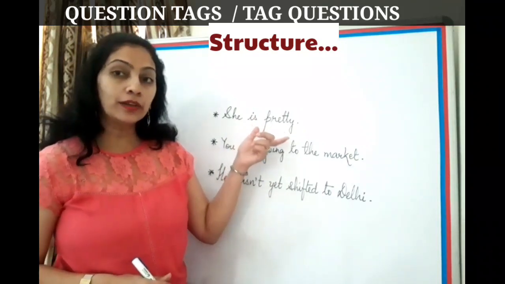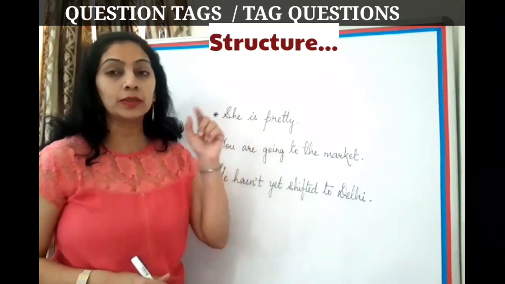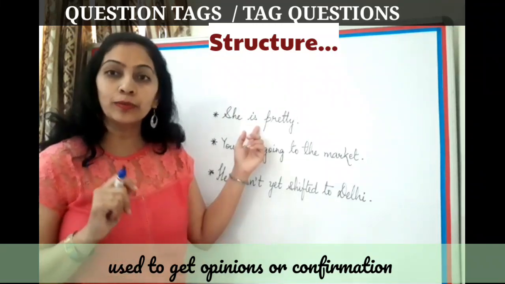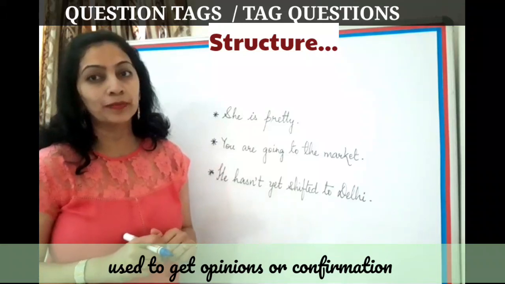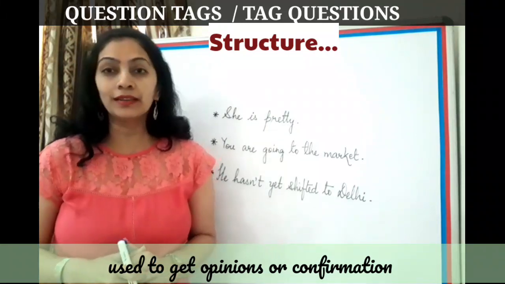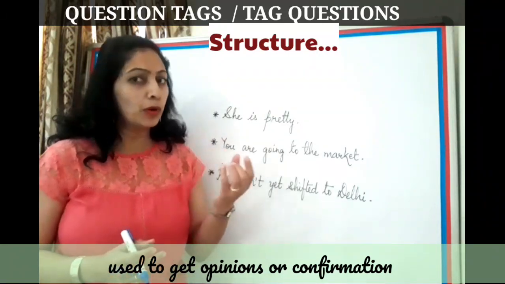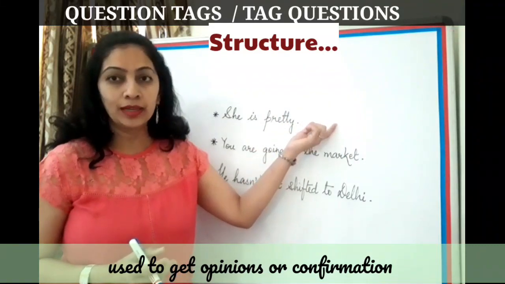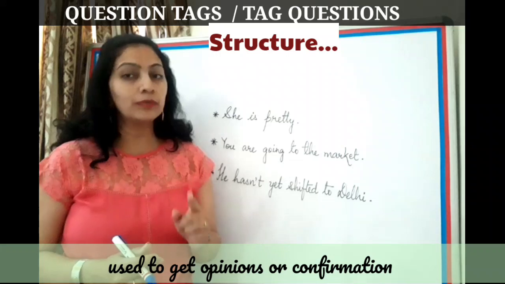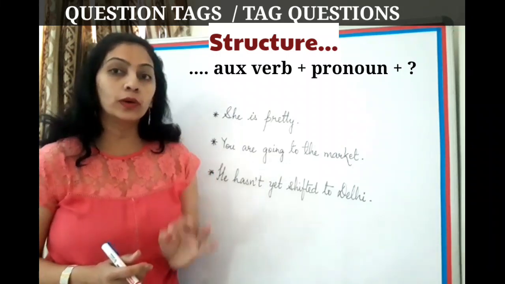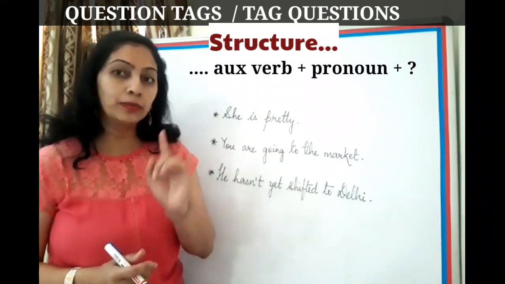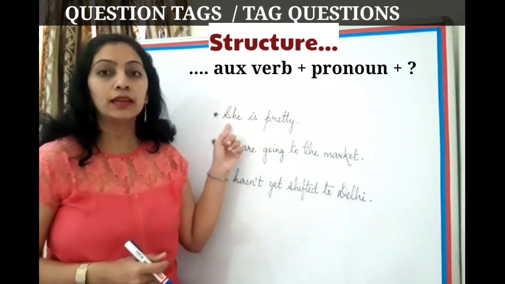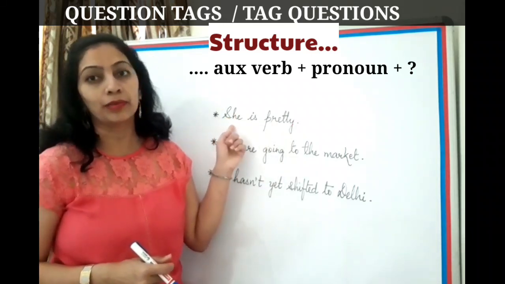Yes? Now, if I want to ask somebody's opinion on it or confirmation on it, I have to make changes in the statement. And what changes can I make here? I can add a small question tag at the end of this. A question tag is always made up of an auxiliary verb and a pronoun. And this pronoun will always be related to the noun that I am using in the main statement.